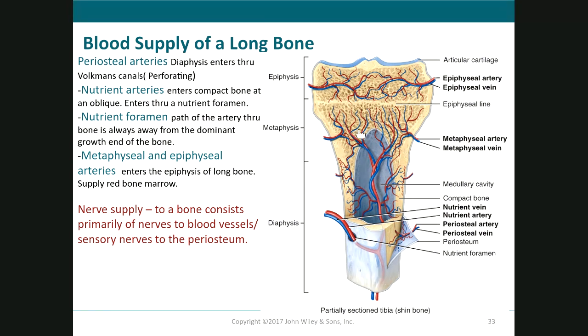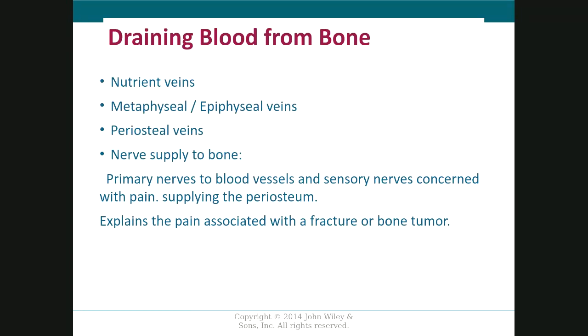And the periosteal layer of the bone is going to assist to a great extent in fracture repair, which we'll talk about in a little while. So we also have the same supply of veins, metaphyseal, epiphyseal veins, periosteal veins. So this explains the pain associated with fractures or bone tumors.